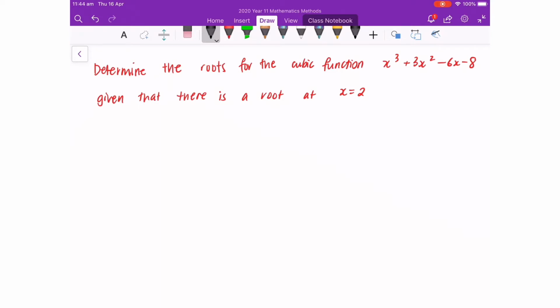So determine the roots for the cubic function x cubed plus 3x squared take 6x take 8, given that there is a root at x equals 2. Now, the reason why algebraic division is quite useful is that it helps us find some other polynomials that can multiply together with another bracket or another term that can give us something that's a cubic function like this.